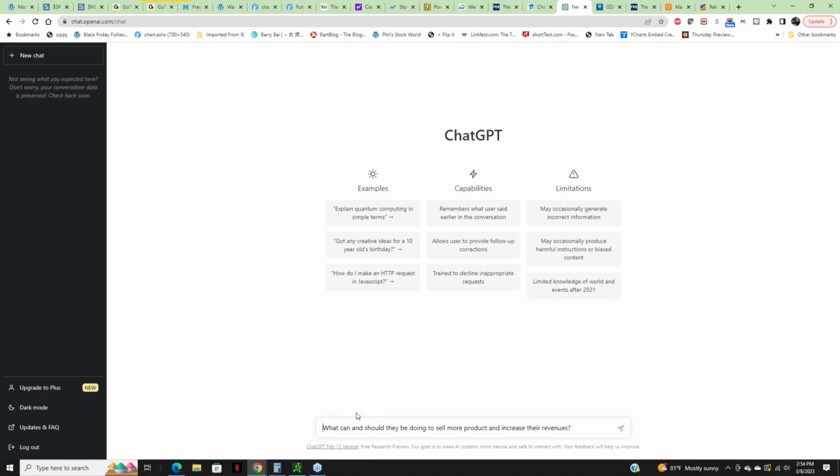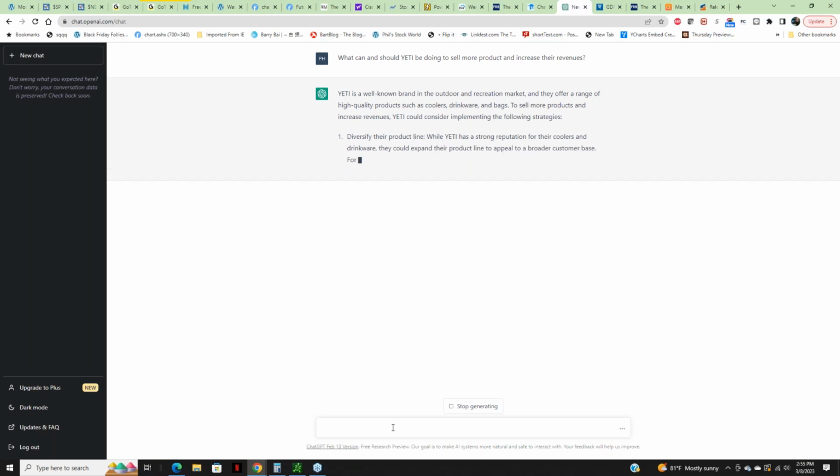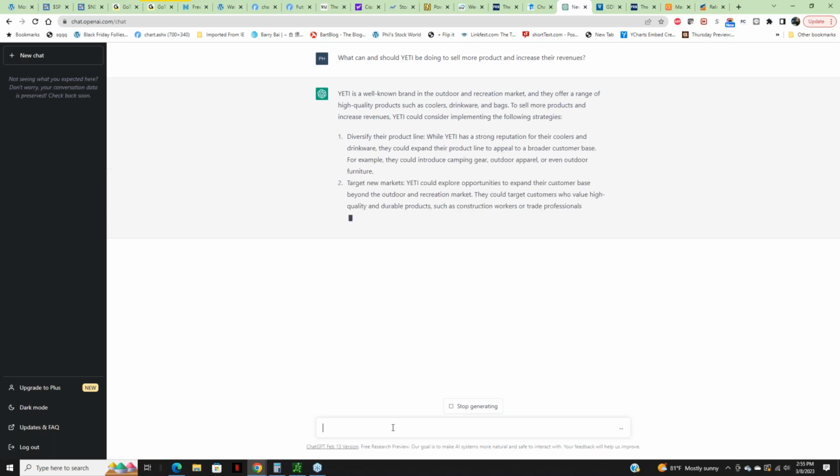So now I'm not going to say how about Yeti. What can and should Yeti be doing? While Yeti has a strong reputation for their coolers and drinkware, they could expand their product line to appeal to a broader customer base, for example.